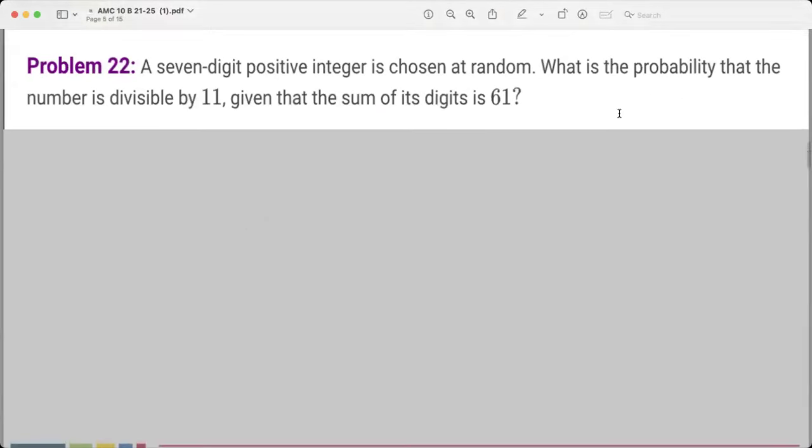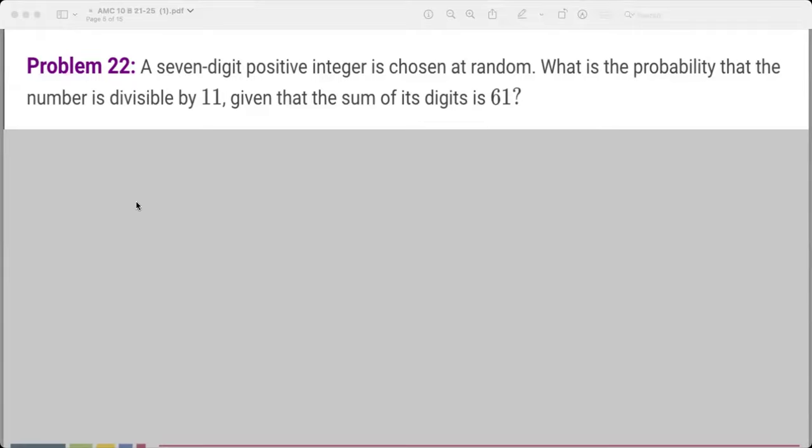All right, now problem 22. A 7-digit positive integer is chosen at random. What is the probability that the number is divisible by 11, given that the sum of its digits is 61? I think this problem might cause a lot of panic at first because it's asking for two different properties, and if you were just trying to do one of them at once, it wouldn't be too hard, but trying to do both at once is a bit mind-boggling.